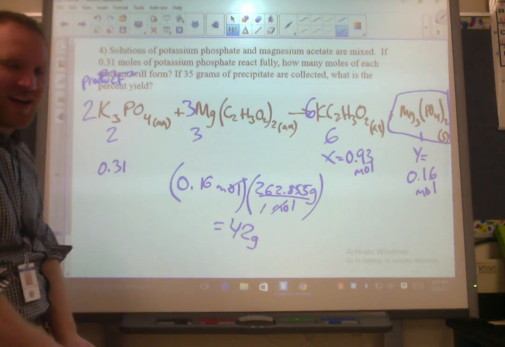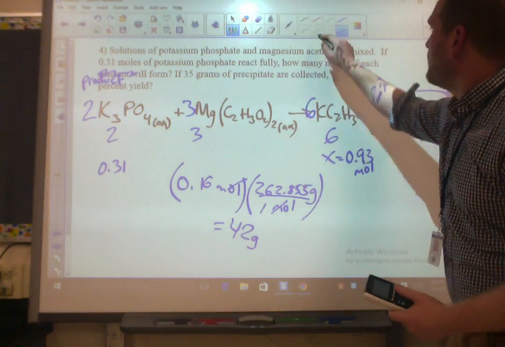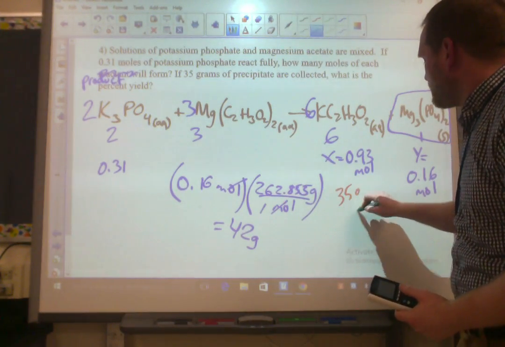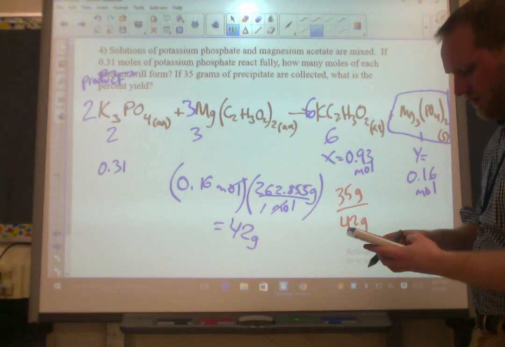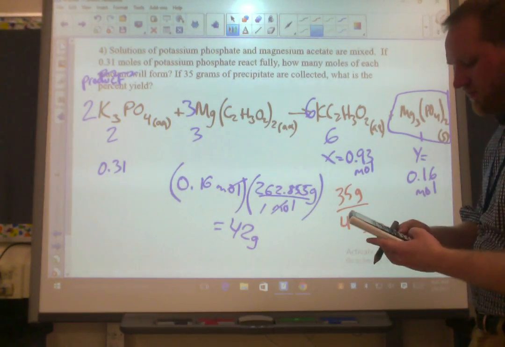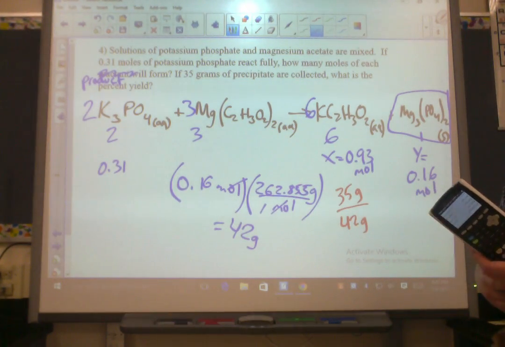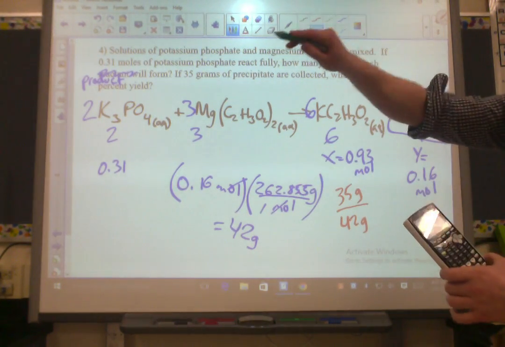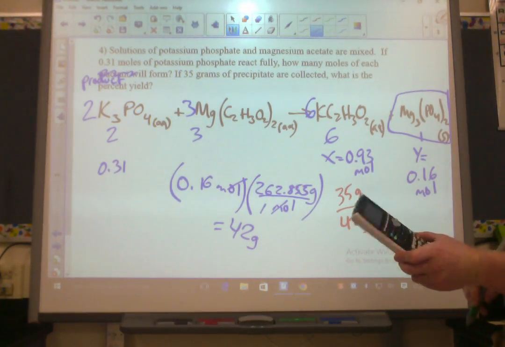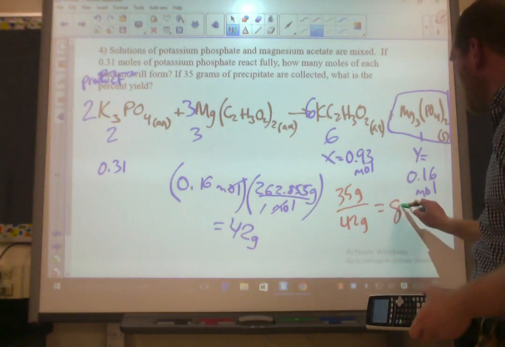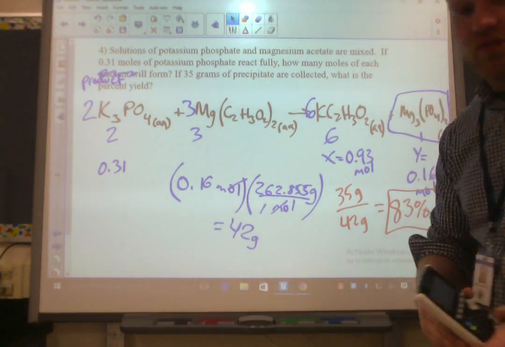How much did I actually get? 35. So it looks like I got about 80%. So, we do the math. We say 35 grams divided by 42 grams. 35 divided by 42 times 100% is going to be 83.333 repeating. But of course, we're not going to say that repeating, and we're never going to do that line above the 3. This isn't math class. You would say 83% with 2 sig figs. 83%. Okay, so that is it.